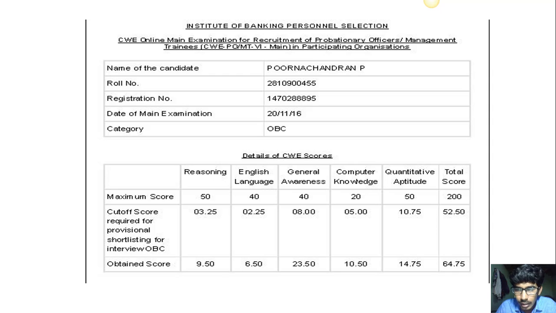For reasoning out of 50 I got 9.5, for English out of 40 I got 6.5, like that. Overall I got 64.75, and the overall cutoff they mentioned is 52.5. I just crossed that, so I passed in mains, and I also cleared all the sectional cutoffs and the overall cutoff. So I moved on to the interview.